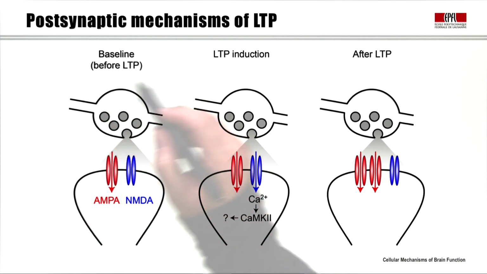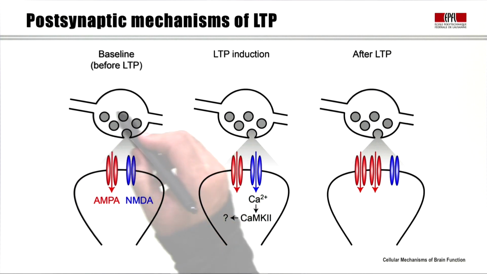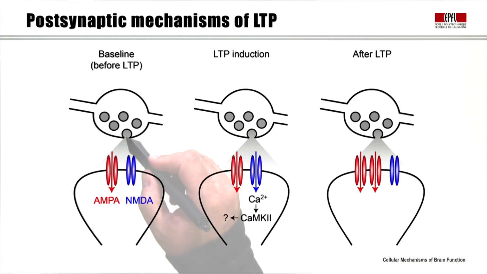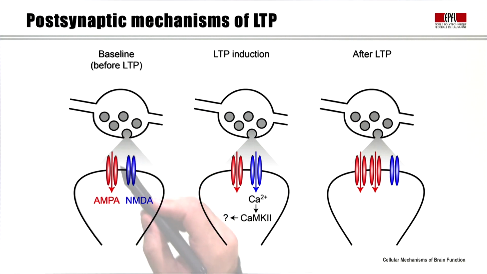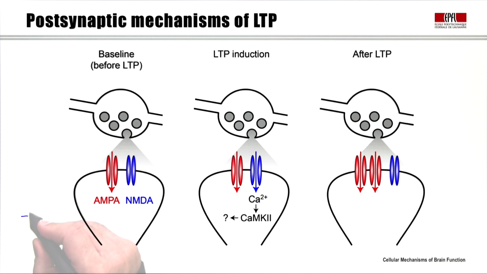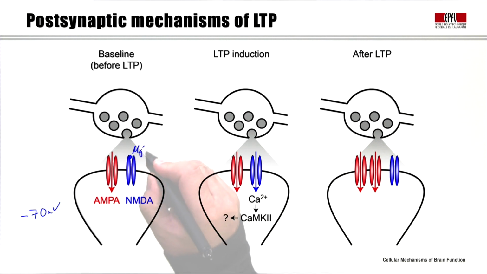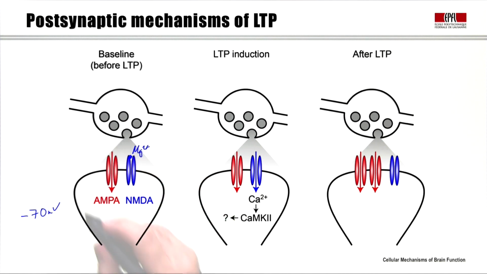In the baseline situation, action potentials will propagate down the axon, will cause release of neurotransmitter glutamate from the presynaptic specialization, and that will largely activate AMPA receptors. We imagine here that under these baseline conditions, the membrane potential of the cell during rest is maybe at around minus 70 millivolts. The NMDA receptor is blocked. There's magnesium that's sitting here at negative potentials, and the released glutamate activates AMPA receptors, and that then gives rise to an excitatory postsynaptic potential.